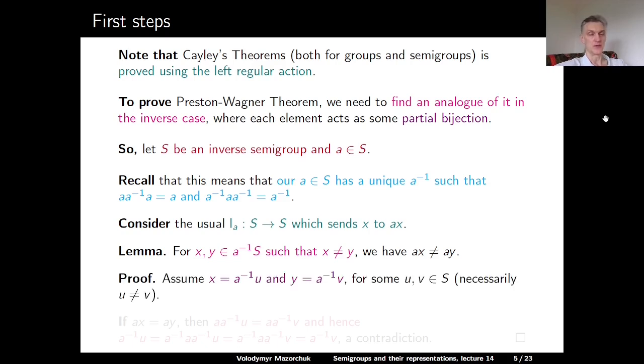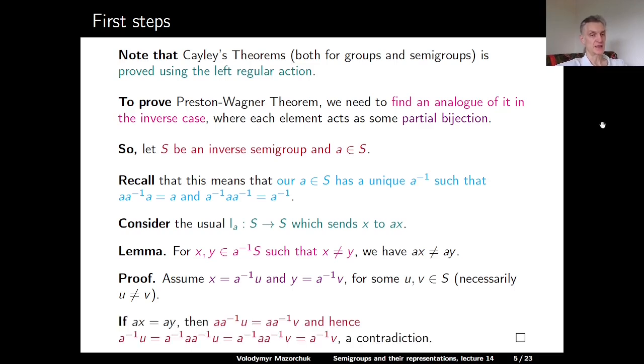Proof. By assumption, X and Y are in A inverse times S. So let us assume that X is equal to A inverse U and Y is equal to A inverse V for some U and V in S. Necessarily U and V must be different because X and Y are different.